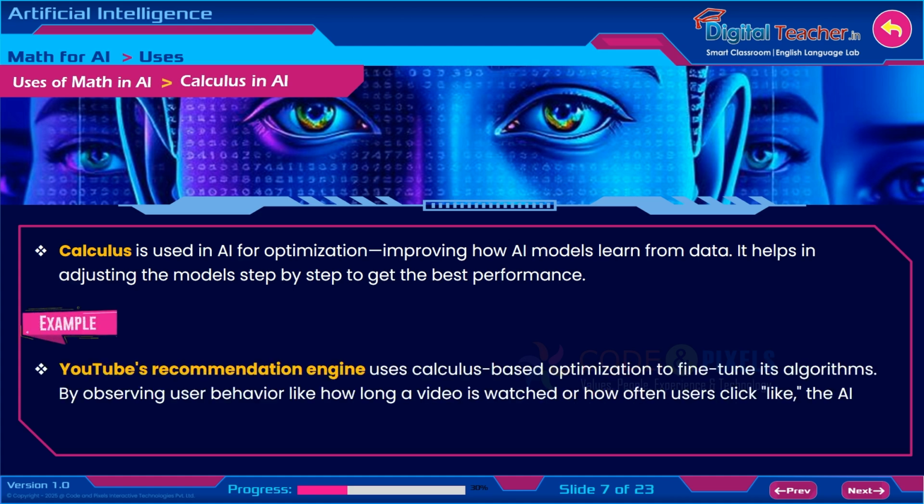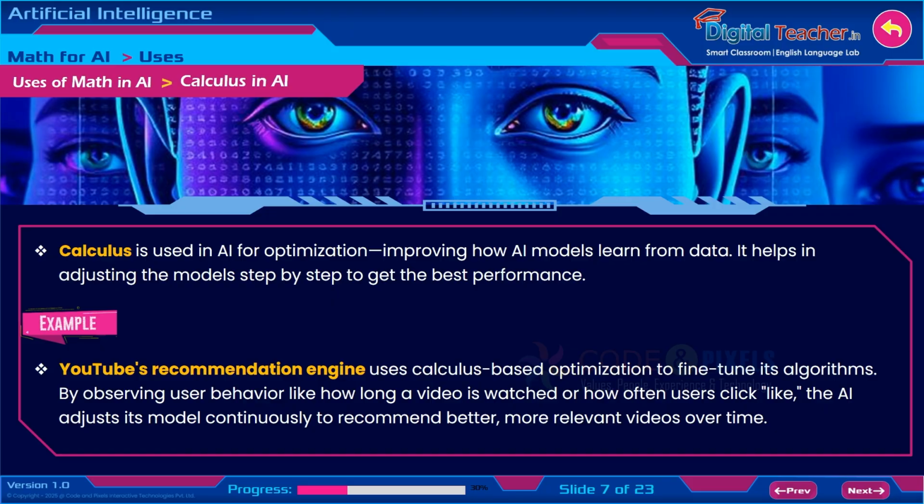Example: YouTube's recommendation engine uses calculus-based optimization to fine-tune its algorithms. By observing user behavior, like how long a video is watched or how often users click like, the artificial intelligence adjusts its model continuously to recommend better, more relevant videos over time.